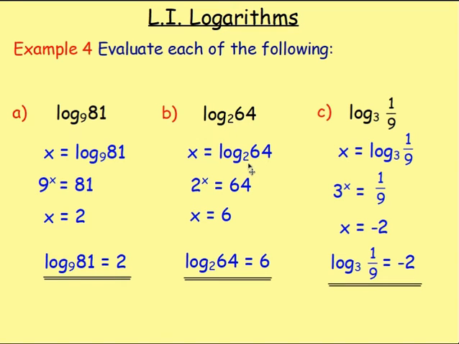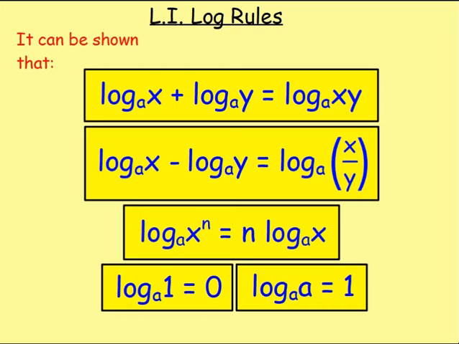Rewrite that in exponential form. It's in log form, it's difficult to work out. It just blows your mind. So you have 2 to the power of x equals 64. From there, you can easily work out what x would be. It might take a bit of time if you get bigger numbers, but it's simple enough to do.